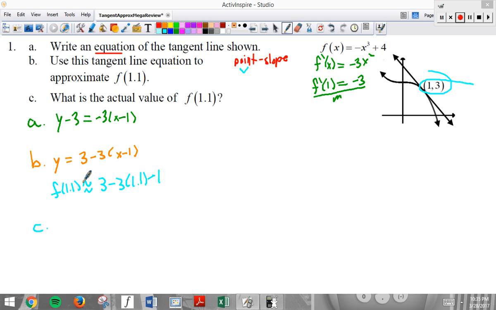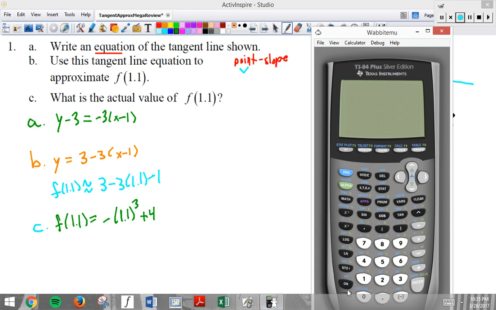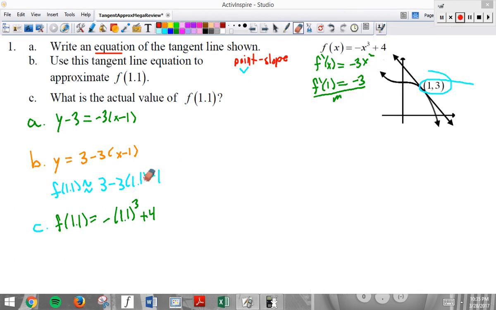C, what's the actual value? F of 1.1 is actually equal to negative 1.1 cubed plus 4. So since this is our first problem, whoa, bad parentheses there. I'm sorry, folks. Clean that right up for you. F is approximately this. 1.1 minus 1 is 0.1. 2.7.